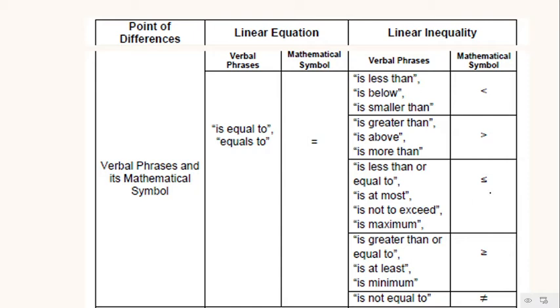For this one, so yung may guhit sa ilalim, so with that is less than or equal to, is at most, is not to exceed, is maximum. Then ito naman na greater than na may guhit din sa ilalim, that is read as is greater than or equal to, is at least, is minimum. And this one, this is not equal to.